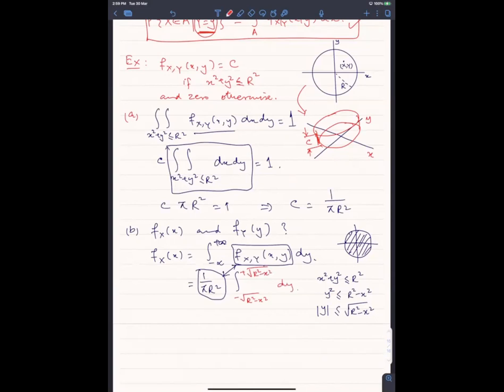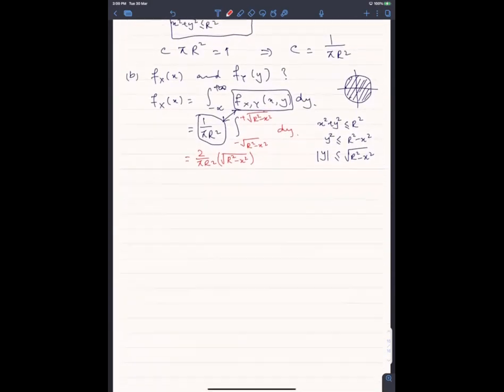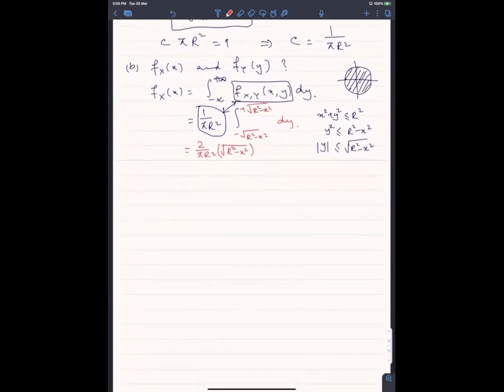Okay, and this is very easy to integrate and substitute, so this would be equal to 2 over pi r square integral square root r square minus x square. और लास्ट टाइम हमने पूछा था कि is this uniform? Is fxx uniform? And the simple answer is कि no.